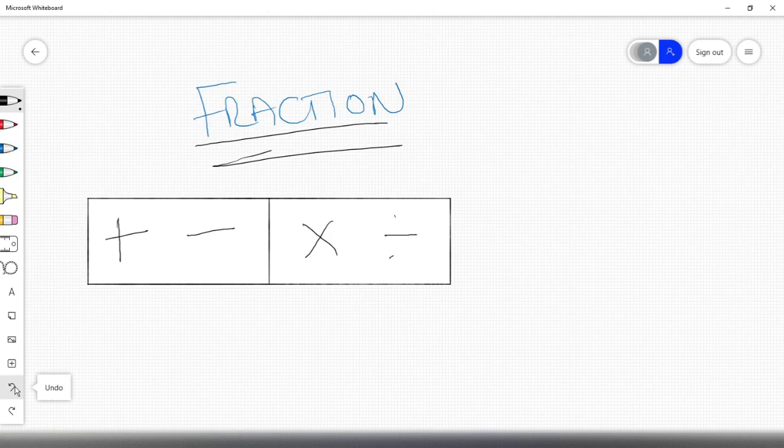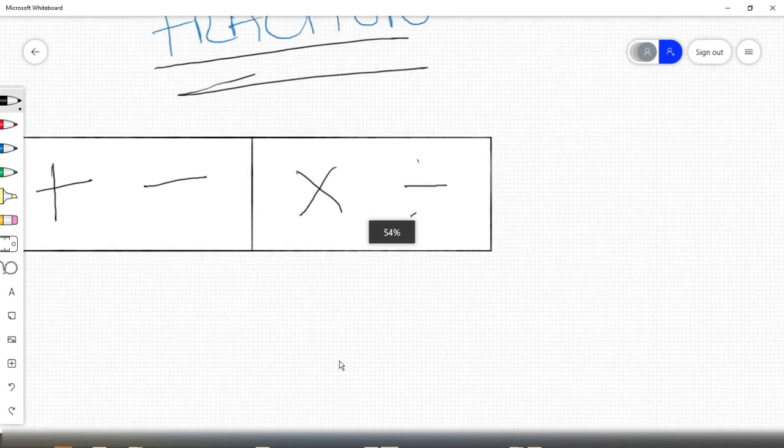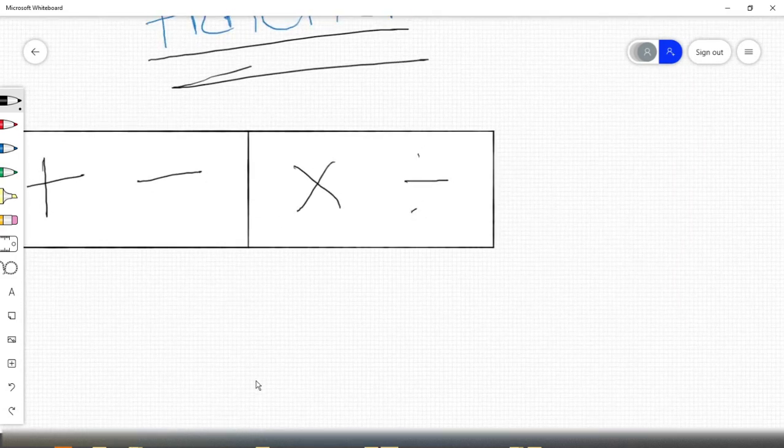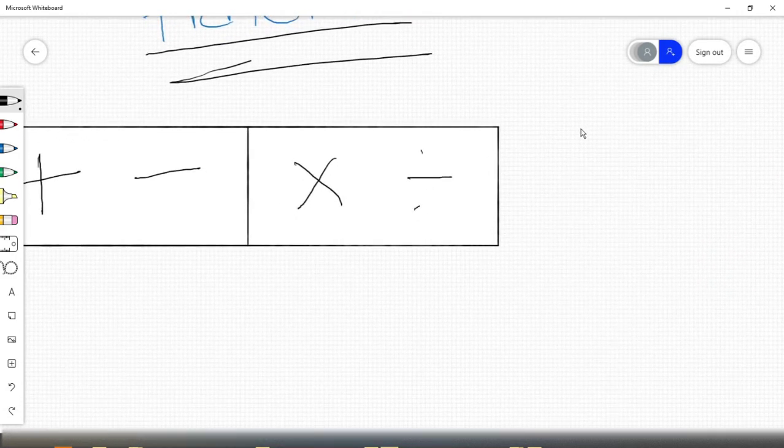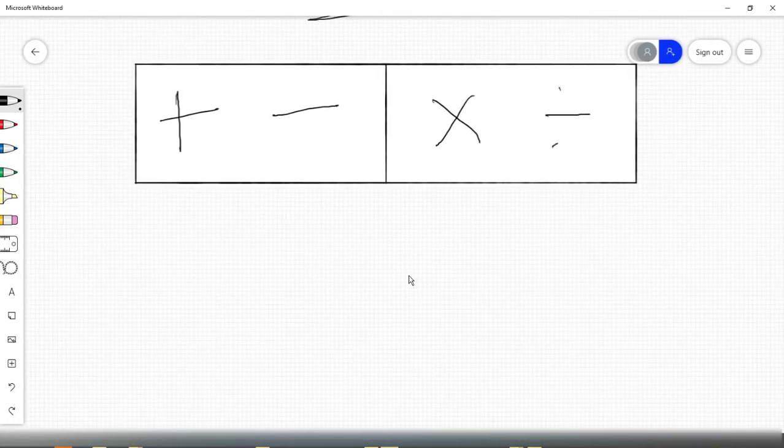The way you treat the plus and the minus is totally separate from the way you deal with the times and divide. And being able to separate these from the get-go will help you in your fractions journey. Okay, so let's see how we can deal with this.